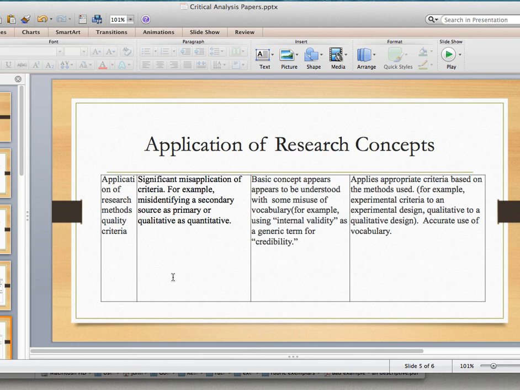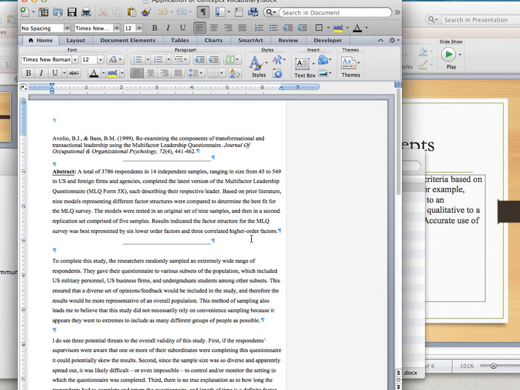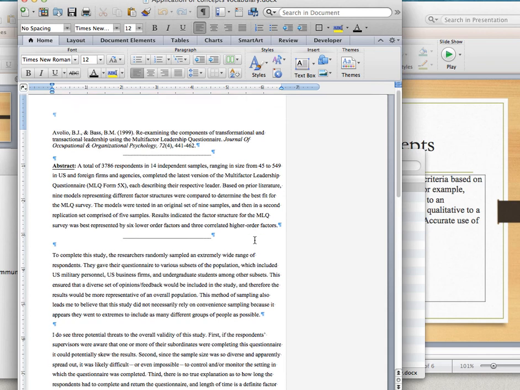And I'm not going to give you an example of significant misapplication of criteria, but I want to instead emphasize misuse of terminology, which is misuse of vocabulary, which is very, very common in a way that a lot of people will lose points. So it's a very modest kind of error, but one we want you to avoid and just be aware of.